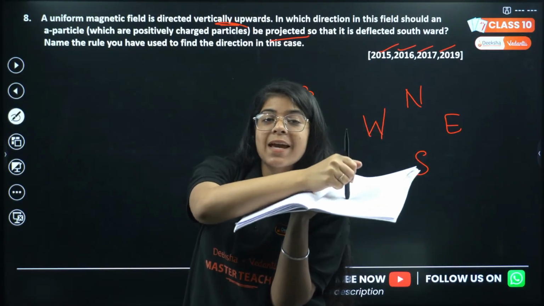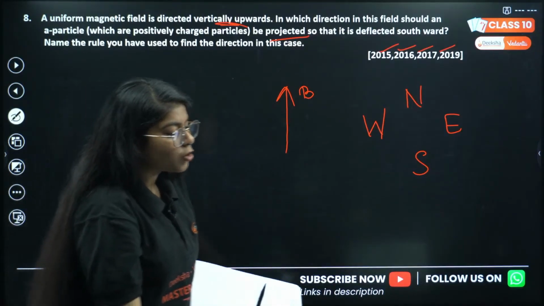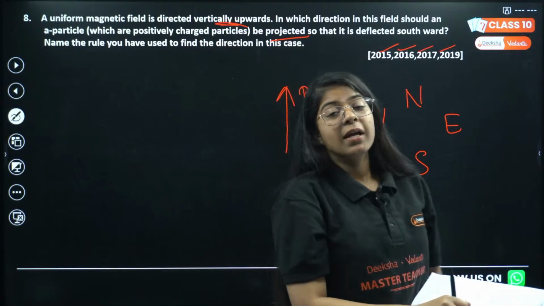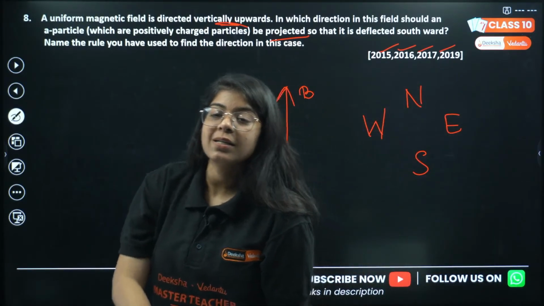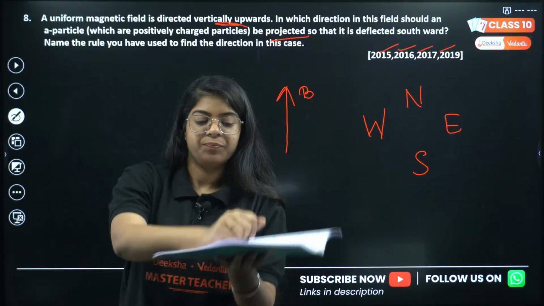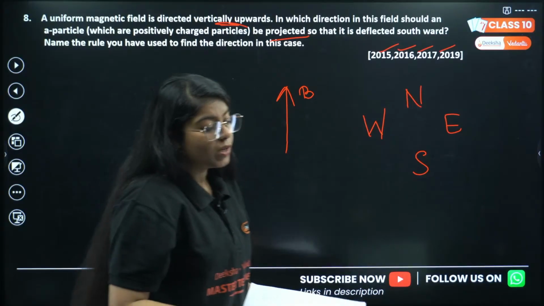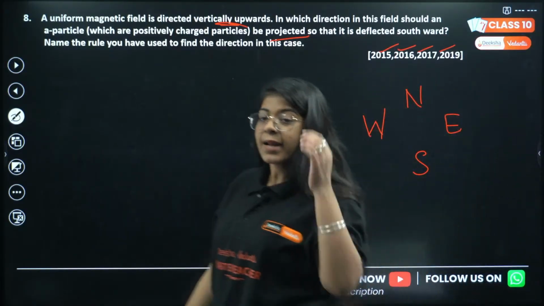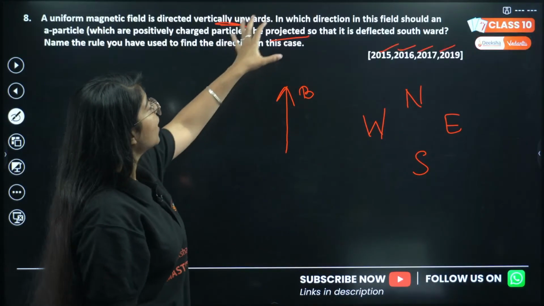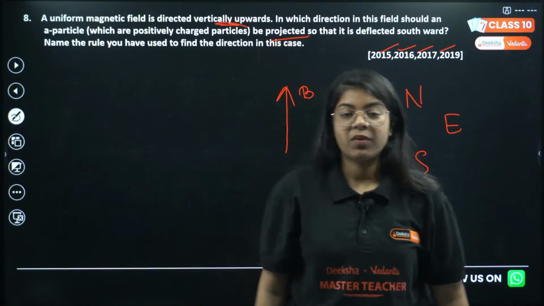Now they are saying, in which direction should this alpha particle be projected so that it experiences a force and is deflected towards south? So south is this part. Now for this we are going to use Fleming's left hand rule, correct? Because we need to find the force that should be applied on this alpha particle.